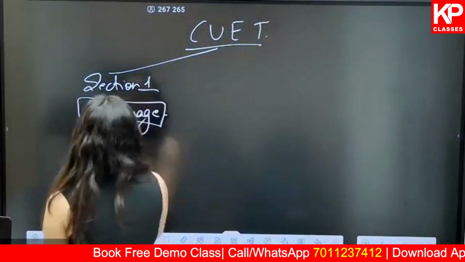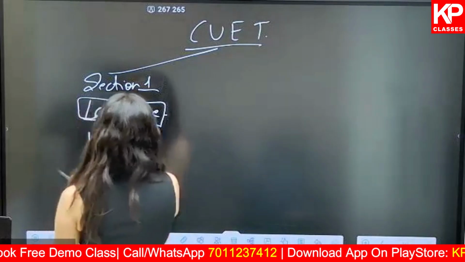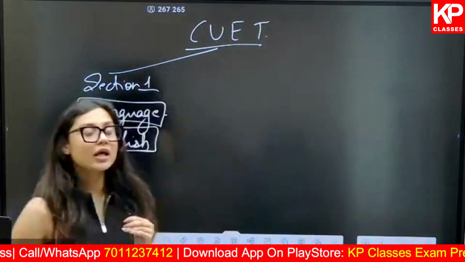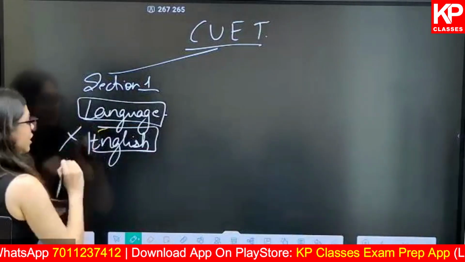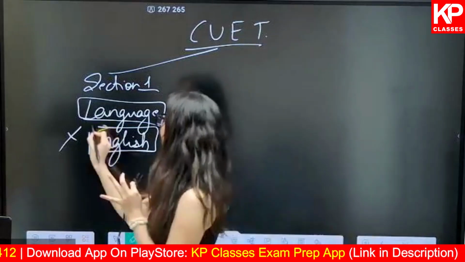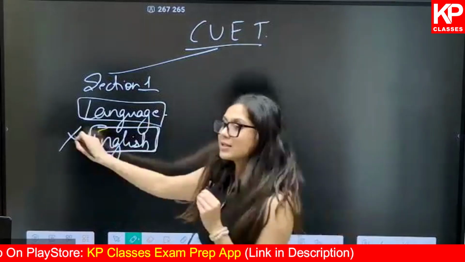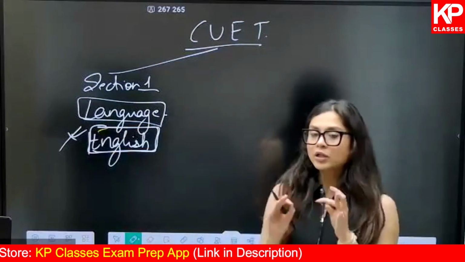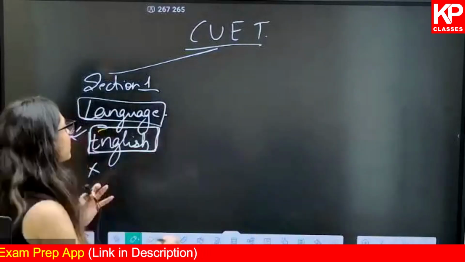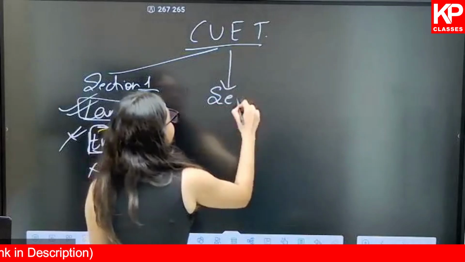Mostly people opt for English. But the twist here is you don't have to study English literature. The grammatical portion, only the English grammar portion, comprehension, everything will come under this section. Fine. No literature. So this is the language. This is common. Then comes section 2.